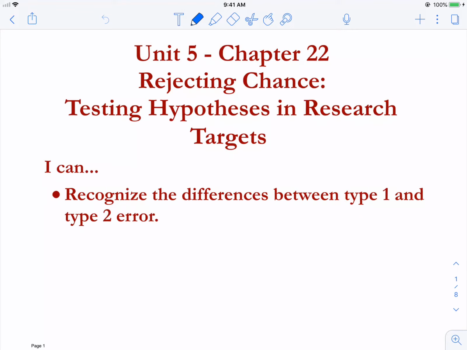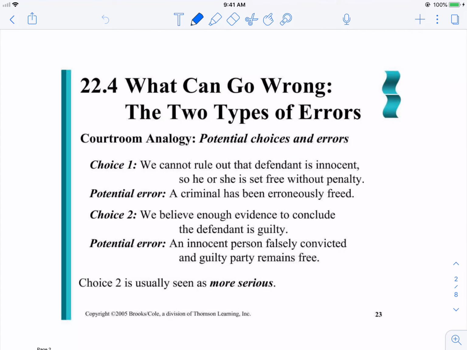Our lesson for today is a little bit shorter than the last couple that we've looked at, and we're focusing on our interpretation of our results, recognizing the differences between a type 1 and a type 2 error after we've come to our conclusions in a hypothesis test.